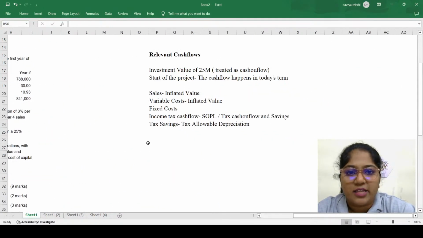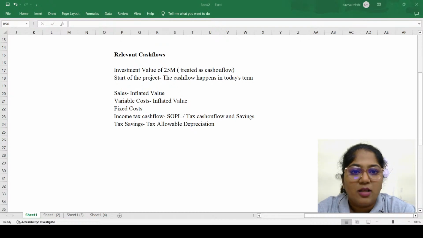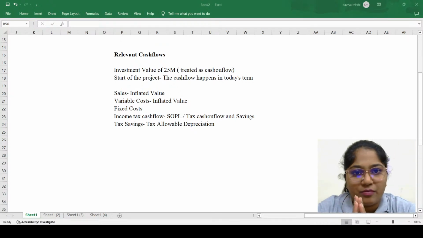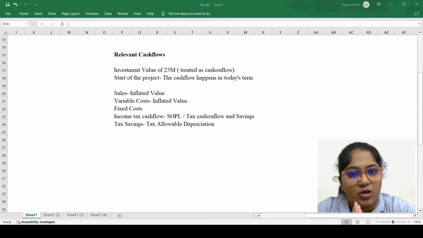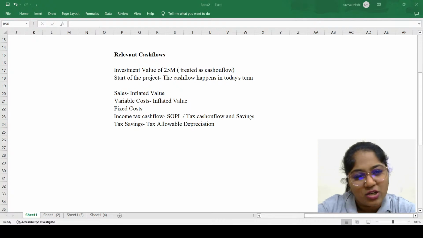Look at the relevant cash flows that we had a discussion on here, people. So my investment value, I know it's very simple. Directly you put 25 million, that's a cash outflow. And sales is cash inflow. We understood how much is sales cash flow. Variable cost, we know. Fixed cost, there is no inflation. Just take it from the question and put it here.